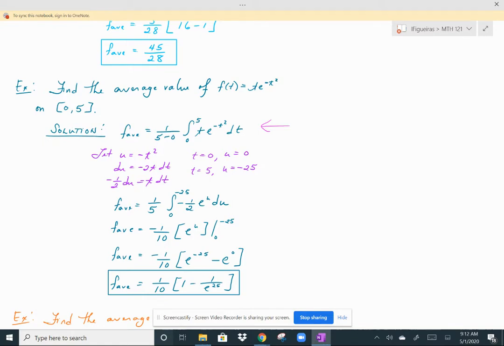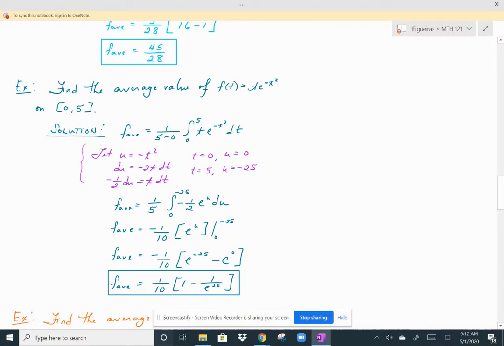Here you have to use substitution. This is a product, and one of your factors is a composite function, which is e to the negative t squared. So we let u equal the inner function, which is negative t squared. So the substitution is found right here, substitution information.